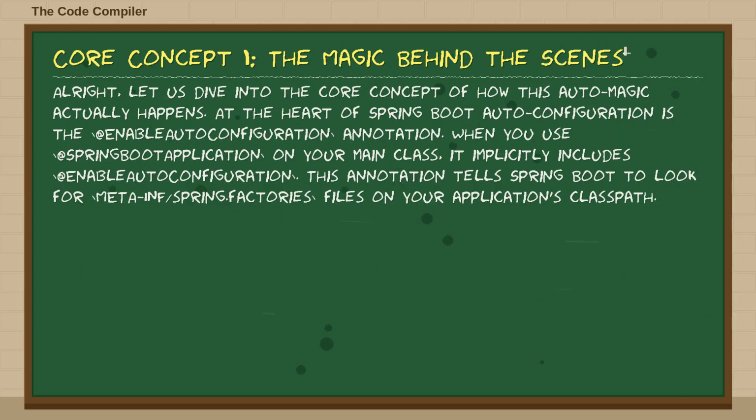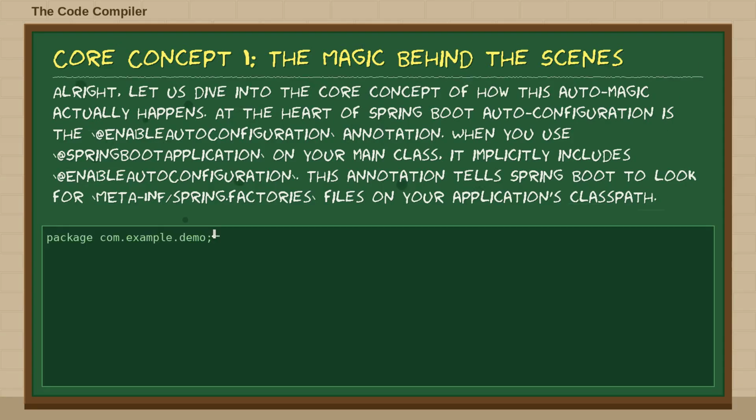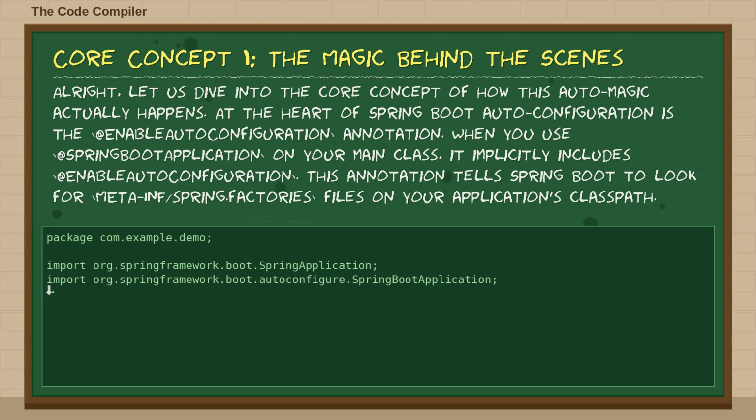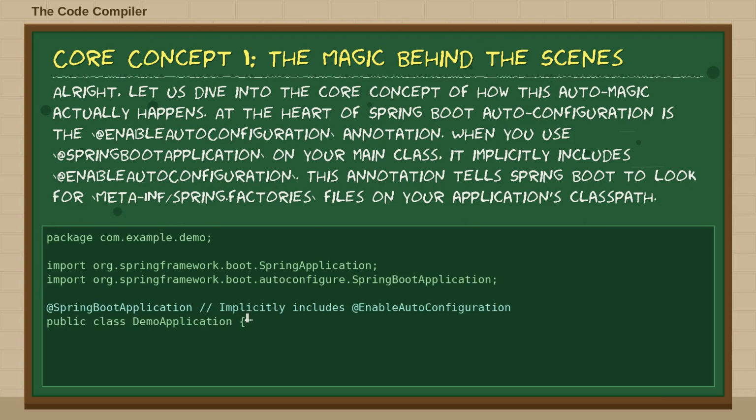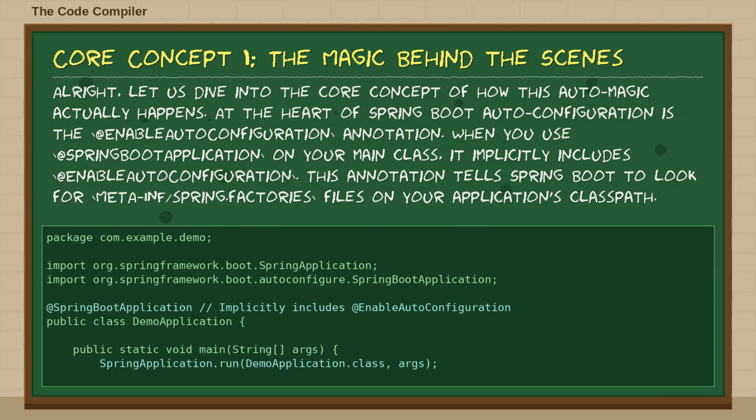For example, if you have Spring Web on your classpath, Spring Boot will find the WebMVC auto configuration and automatically configure a dispatcher servlet, an embedded Tomcat server, and so on. It is like Spring Boot is intelligently guessing what you need based on the libraries you have included. Let us see a small code snippet to visualize this.